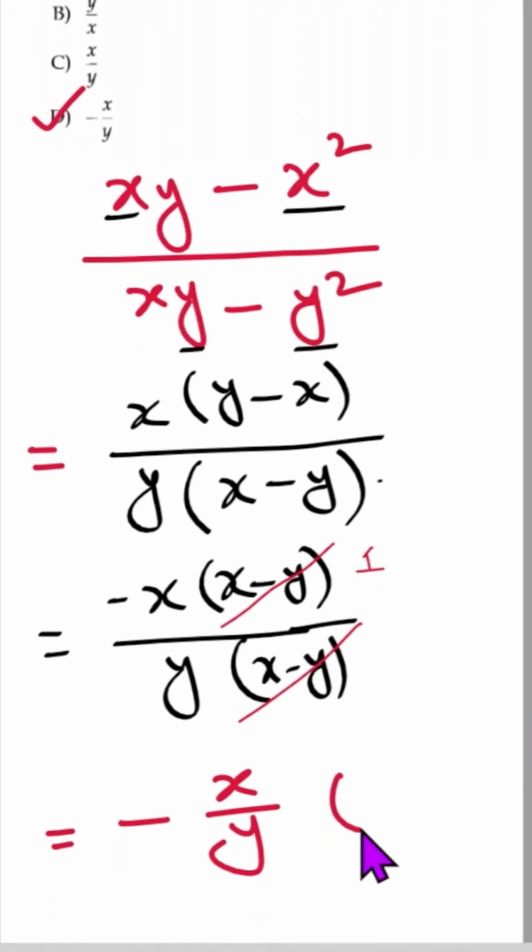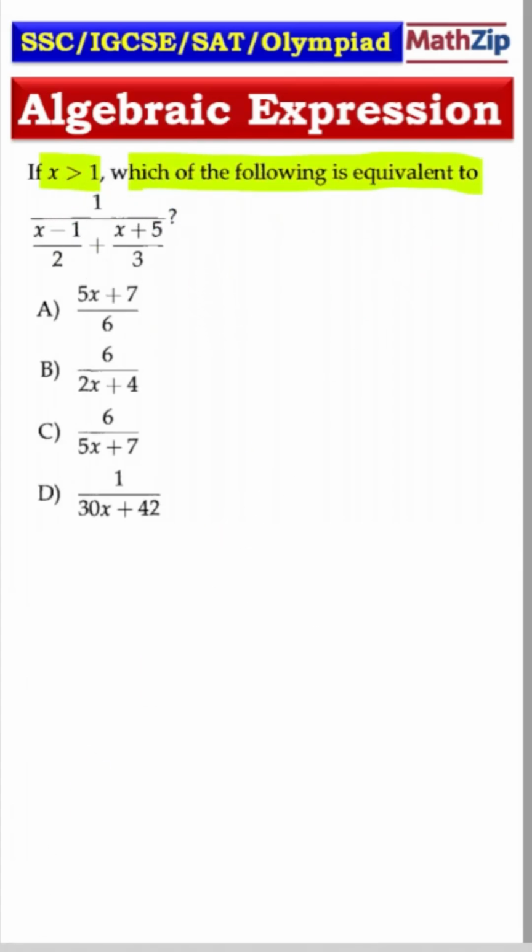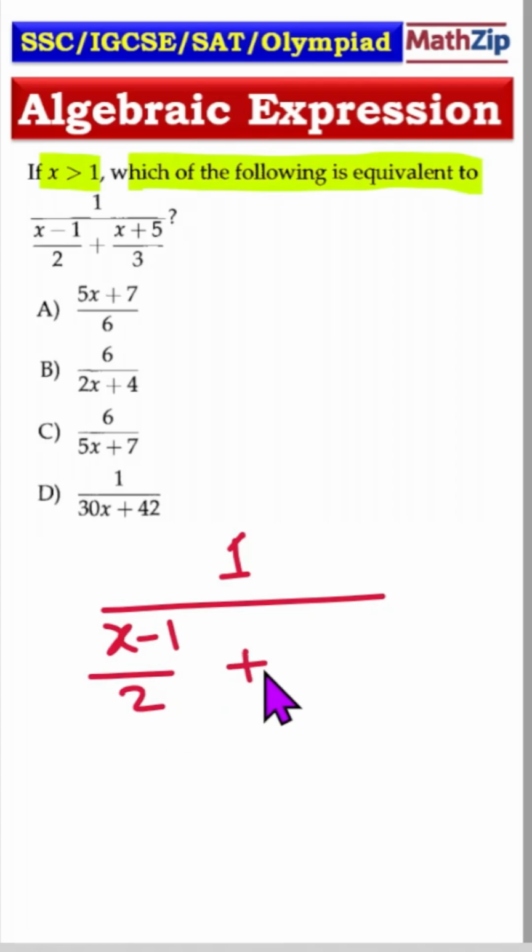So number D. If x is greater than 1, which of the following is equivalent to 1 divided by (x minus 1) divided by 2, plus (x plus 5) by 3? So which one is equivalent?